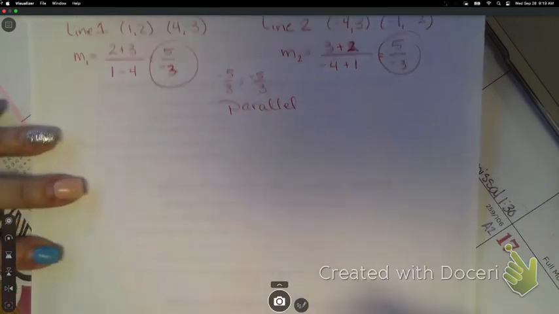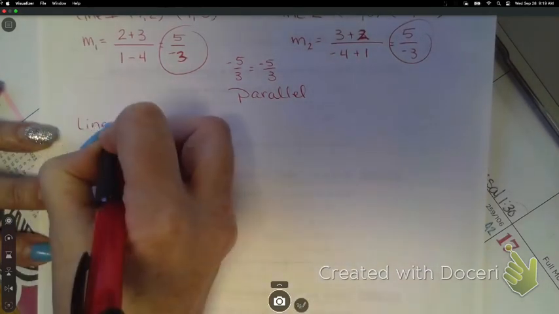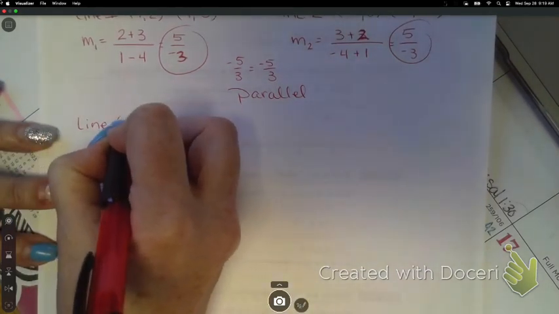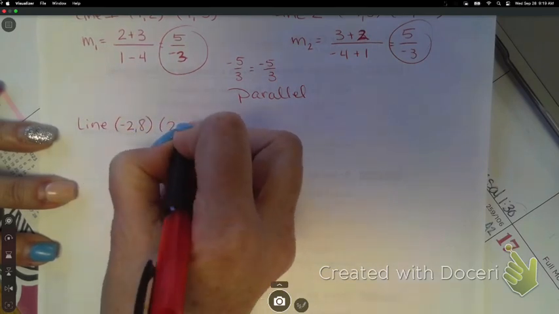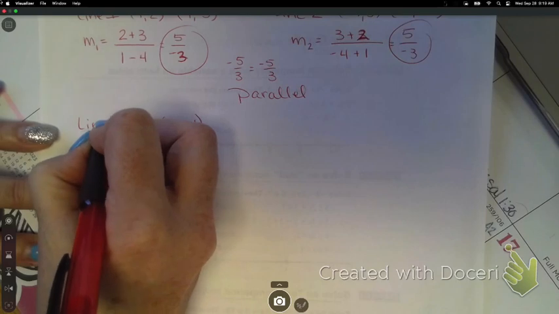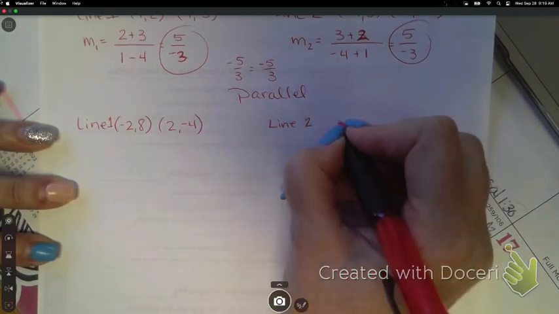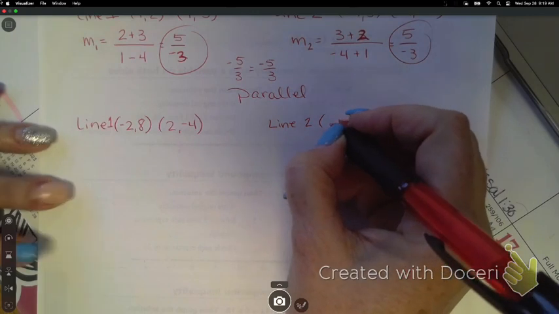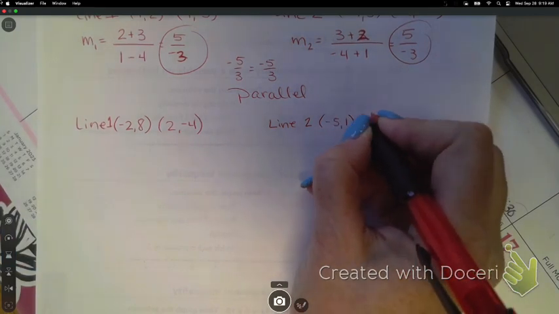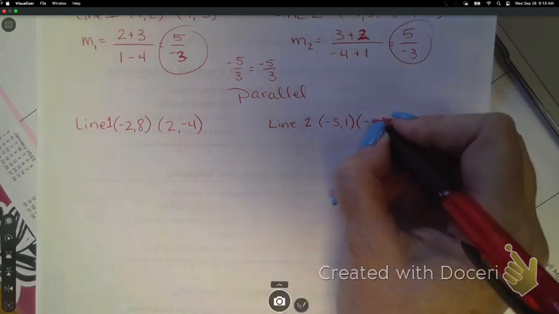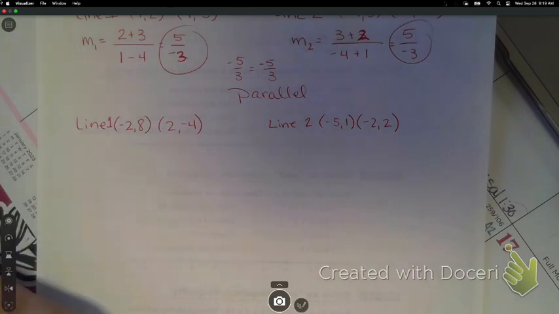Okay, one more. I think I did it right. Line 1, your purple and diamond. Okay, line 1 is -2/8 and 2, -4. Line 2 is -5/1 and -2/2. I bet it's perpendicular. Yeah, probably.